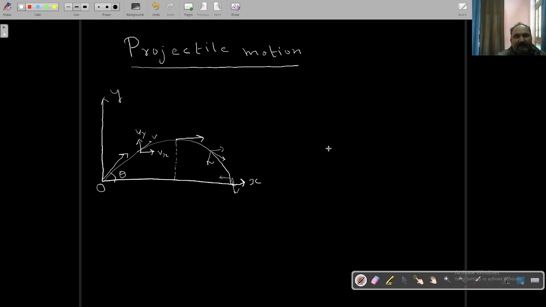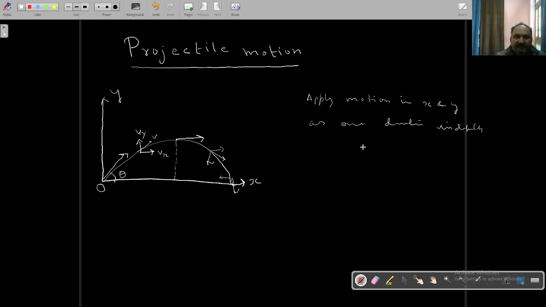So applying motion in x and y as one dimension independently.